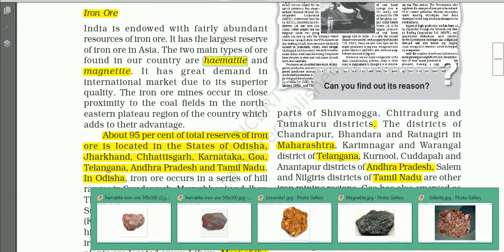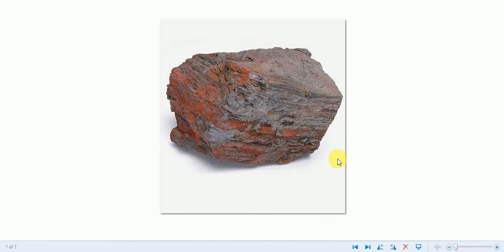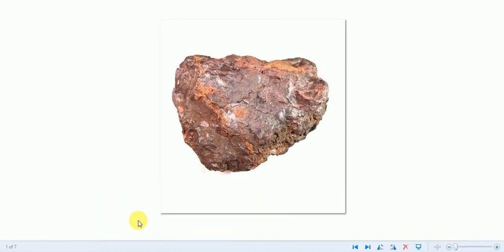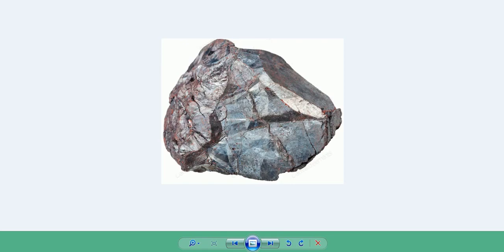Then the second type of iron ore is hematite. This is the most commercially exploited iron ore in India. A pure hematite contains 69.9% of iron, and the color of hematite is red. Here is another photograph of hematite, most commercially exploited and used in metallurgical industries.